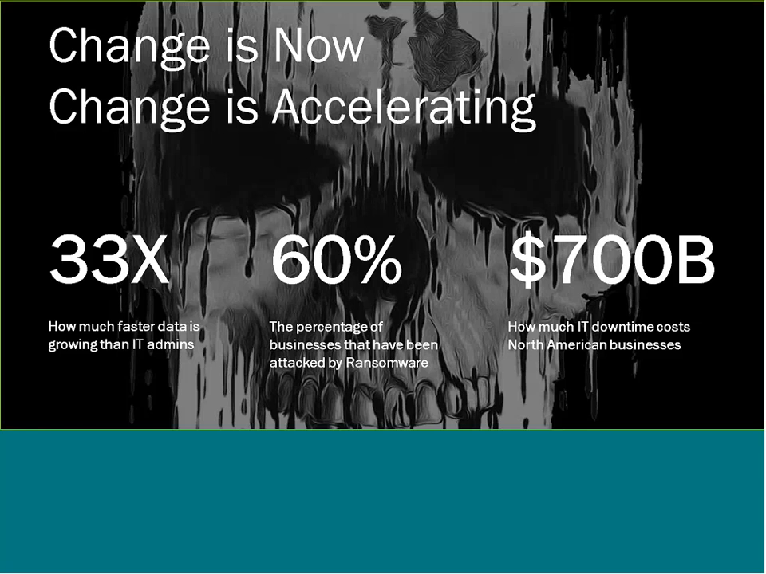On the left-hand side of the screen, the 33x represents how much faster environments are outpacing the IT folks that are managing and implementing these environments. So more and more are we seeing organizations facing complexities, yet without having to be that enterprise level organization.